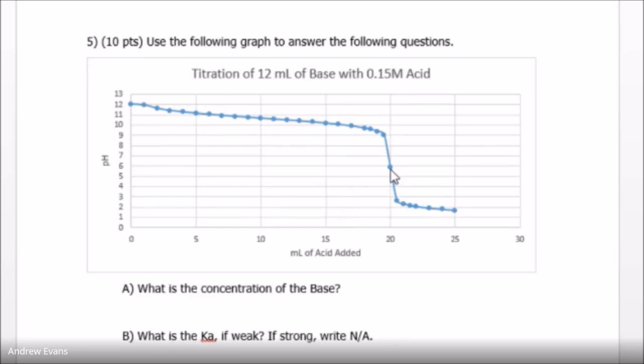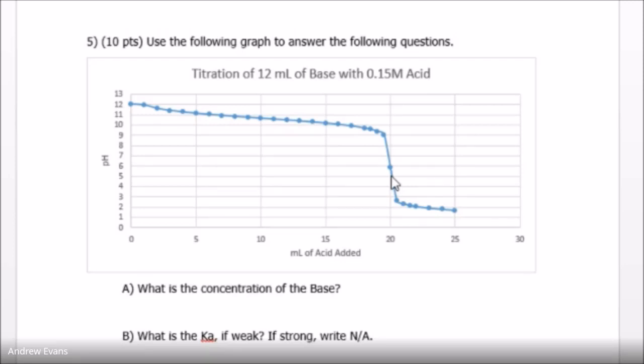The volume of acid, we see the big jump at 20. So the volume acid is 20. So we have 20 times 0.15 divided by 12, and that would give us 0.25. So the answer to what is the concentration of base is 0.25 molar.